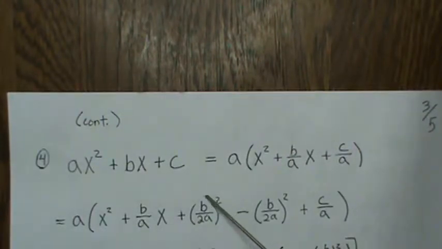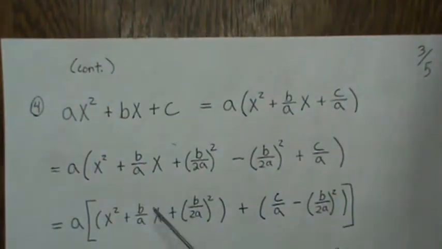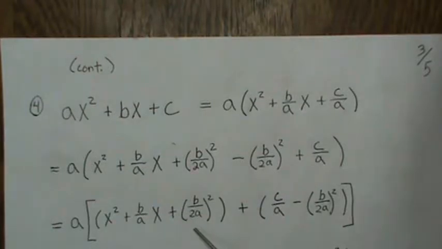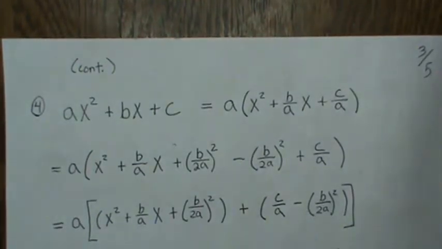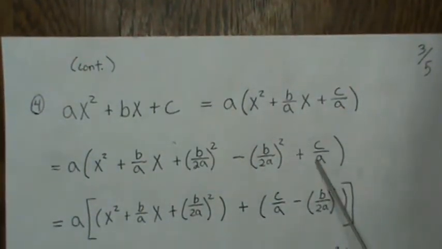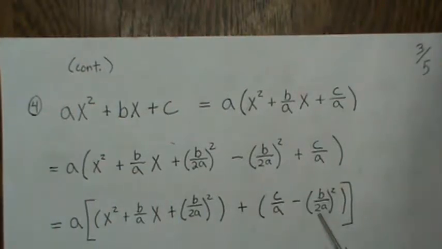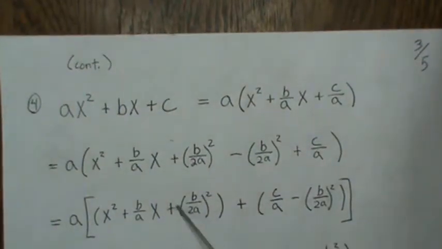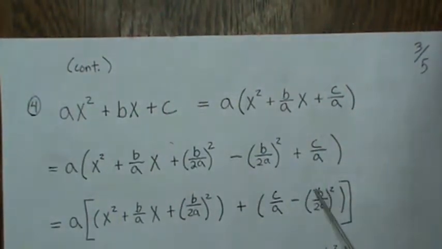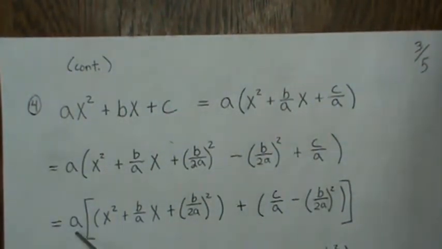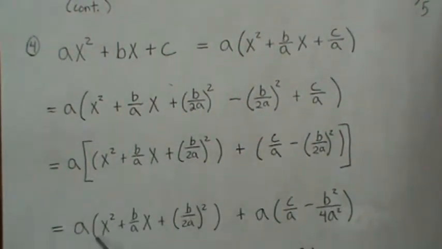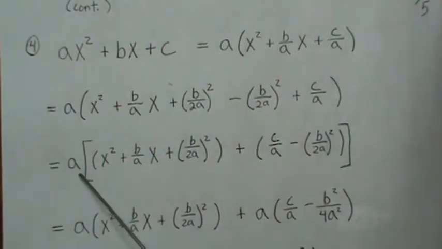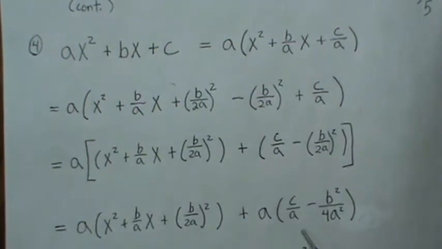Okay, now we're going to group this. This is one group, and this is another group. We can put parentheses around it. Okay, so we put parentheses around this to get that. And remember, a is times the whole thing, so I put square brackets to emphasize that. And then here, I just move the c over a first and then subtract. Okay, well, we have one term, we have a second term. Now we're going to multiply a into each of those terms. So we get a times this term, which is this. And then we have a times this term, which is this.